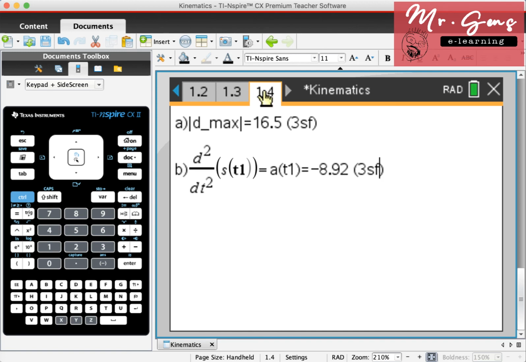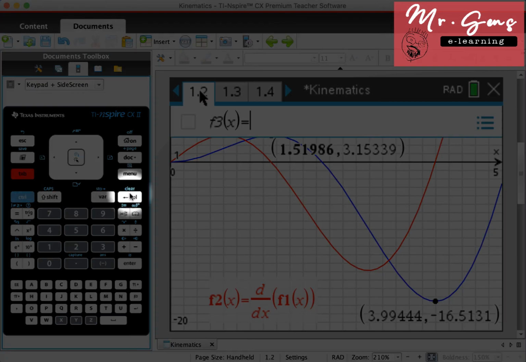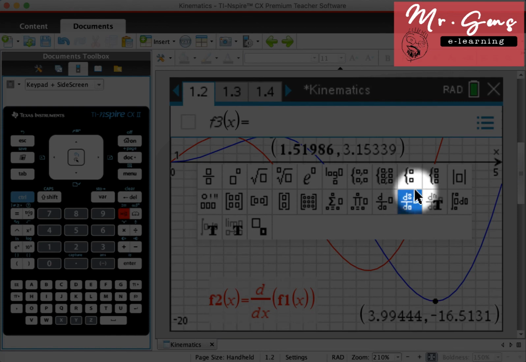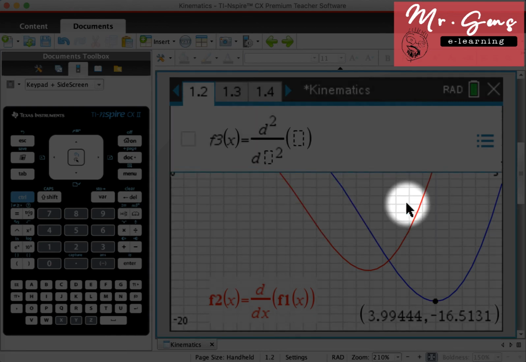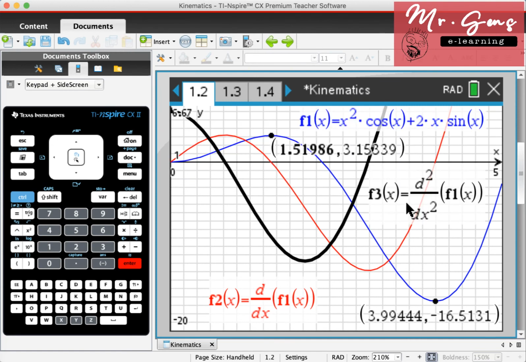Let's see another method to calculate it. On the graph page, press tab for another function. This time, we will sketch the second derivative of the displacement function. And the black one is the acceleration function.